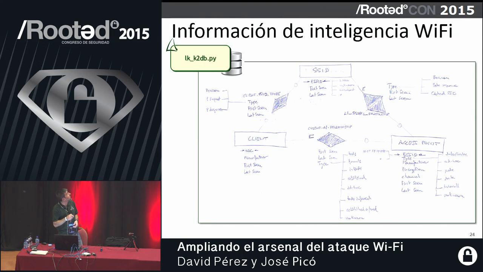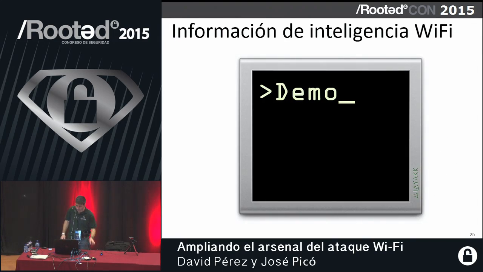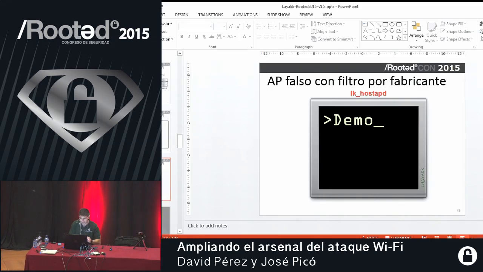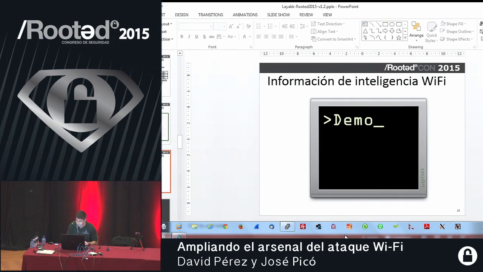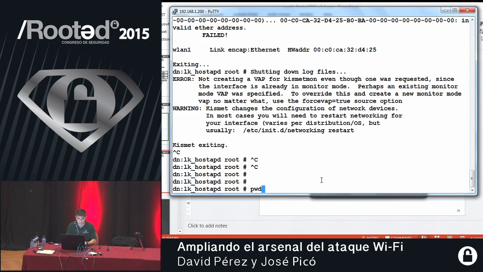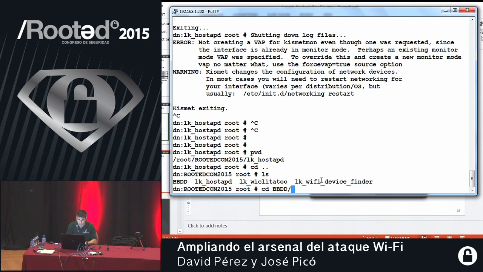So this is the design of the database. It is a relational database, and it uses the Wi-Fi concepts that Kismet uses, okay? This is for your reference. We use the same terminal that David is using, but this time we will use another directory.